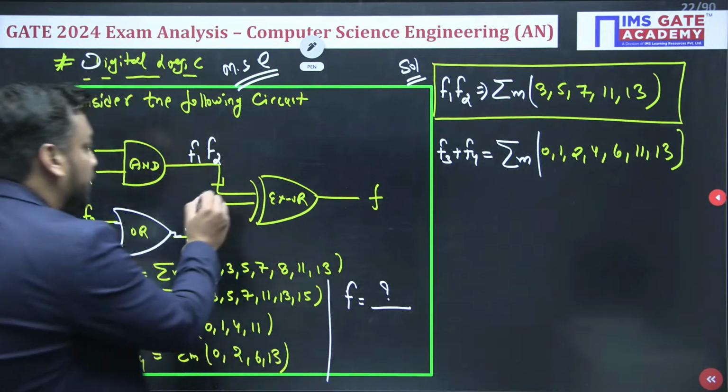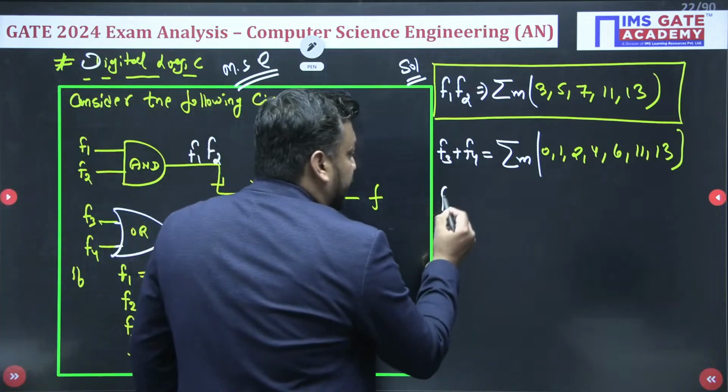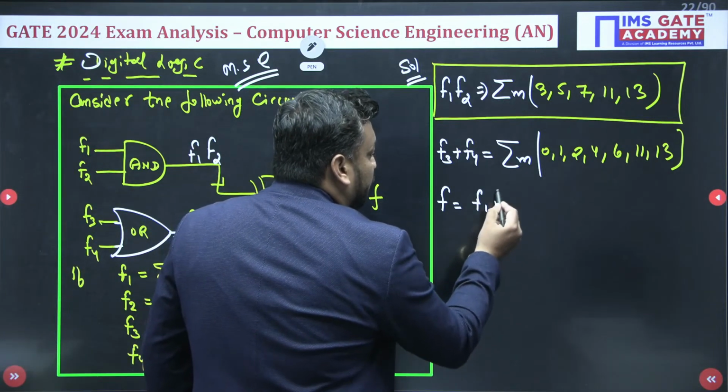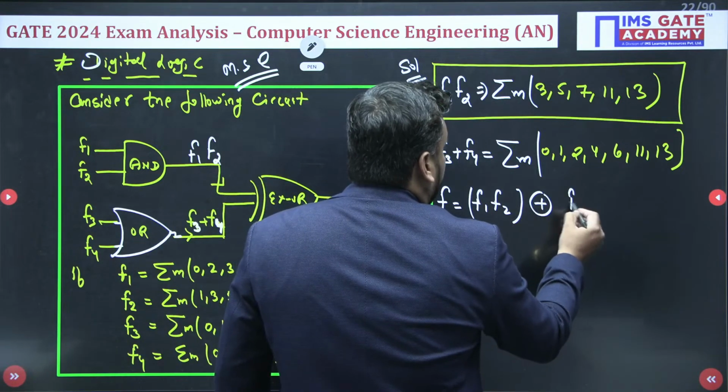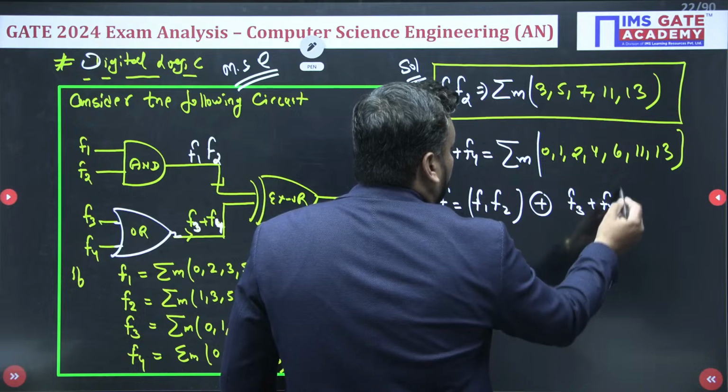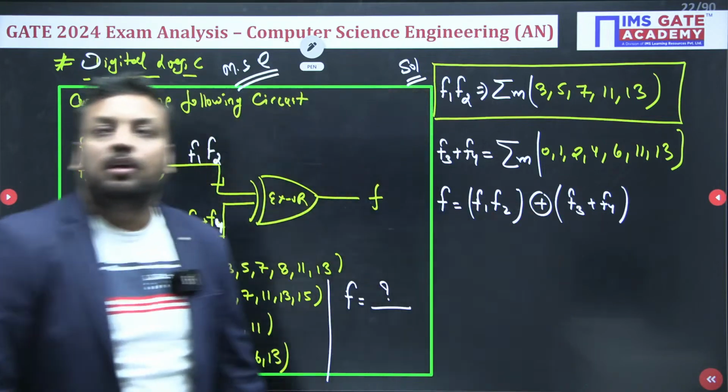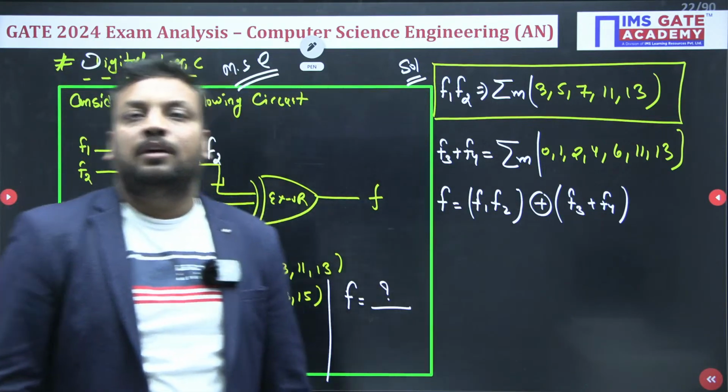And finally, you need to perform XOR here. To select F, F1, F2 is one entity, and you have to perform the XOR operation with F3 plus F4, that you need to do. And do you know, in the XOR, what will come?